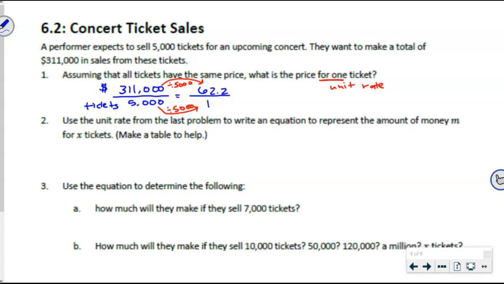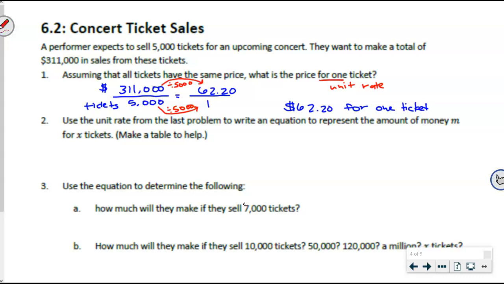62.2. Now making that answer quantitative, we know that 62.2 means $62.20 for 1 ticket. This is how I'm going to show my work when I find a unit rate. And that's important because I know this is something we would just type into our calculator, but showing how it relates to our equivalent ratios is a really good added benefit.